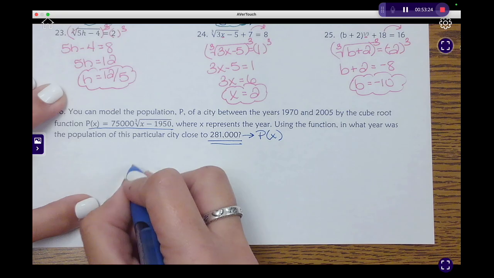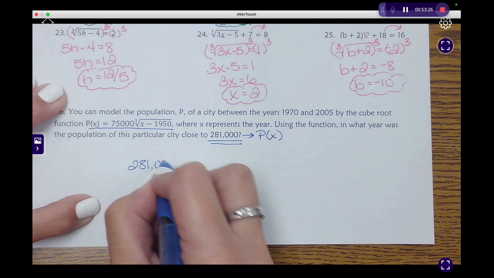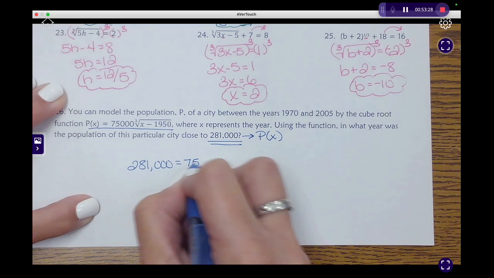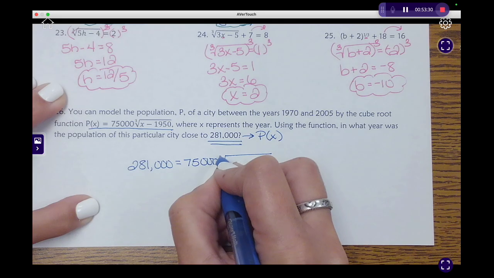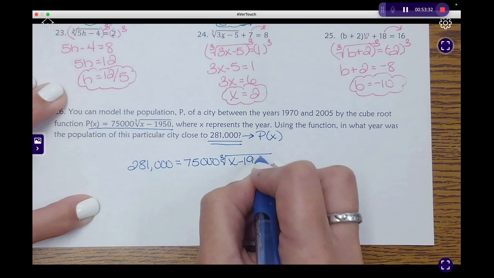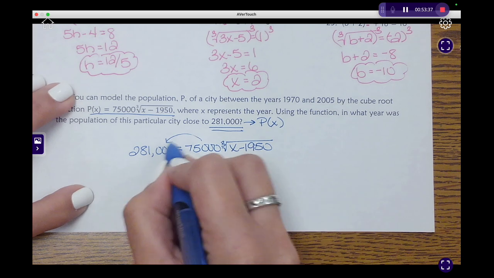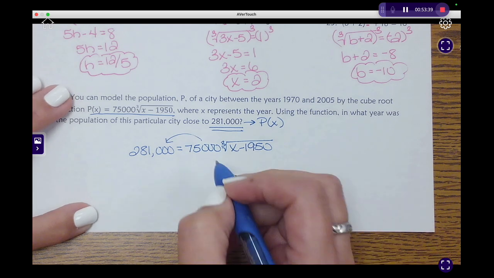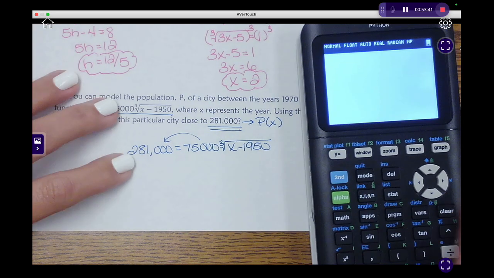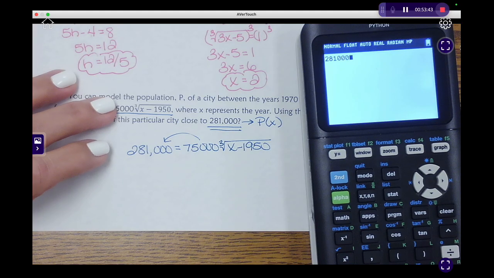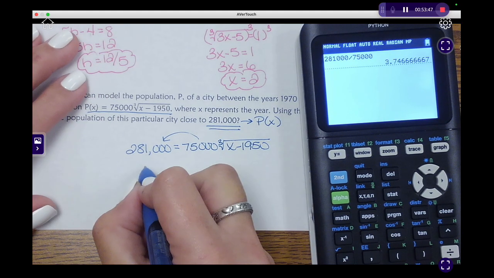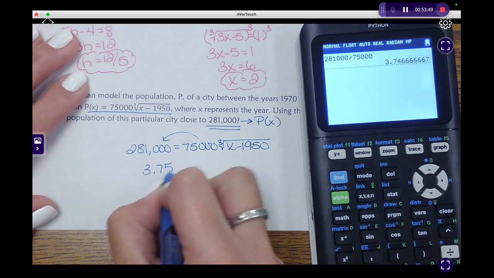So when I plug this one in, you just have to make sure you're plugging it into the right part of your equation. So you are solving for X. I'm trying to find out what year, so I'm solving for X. So here, I'm going to move that 75,000 over first. So I'm going to divide it over there. So I have 281,000 divided by 75,000. That gives me about 3.75.